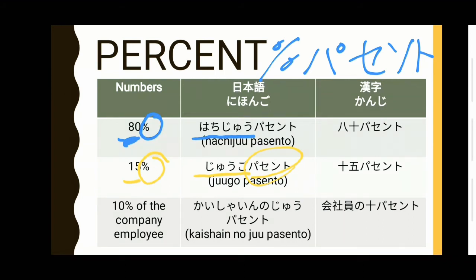Next, for last, we have 10% of the company. So, 10%. Where is the 10% here? This is ju, pasento. 10 is ju. And then we have the percent sign, pasento. Then we have here the no, kaishain. Kaishain is company employee. So it becomes kaishain no, ju, pasento.